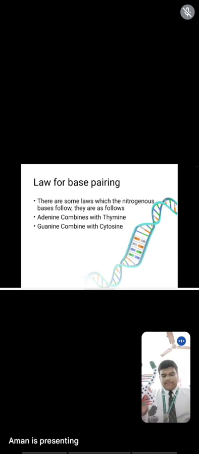Law for base pairing: adenine combines with thymine and guanine combines with cytosine. When adenine combines with thymine, it forms two hydrogen bonds, and when heated they can melt easily. Whereas when guanine combines with cytosine, it has three hydrogen bonds, and thus they can withstand higher melting points.